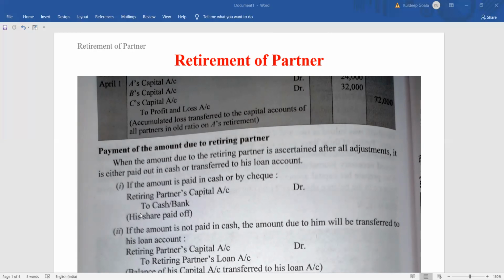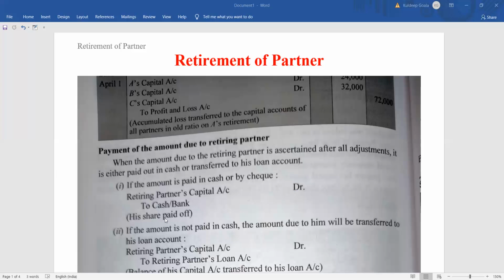So what will be there? It will be the retiring partner. Remember that if you have enough money in the bank, it will be by cheque, so you will take the bank account, and if you have enough money in cash, then it will be by cash, right? So the journal entry will be like this: retiring partner's capital account debit, because the capital account is closed now, not required at all. So the retiring partner's capital account will be closed. Debit retiring partner's capital account, credit cash or bank account, if the money is being paid in cash or bank.